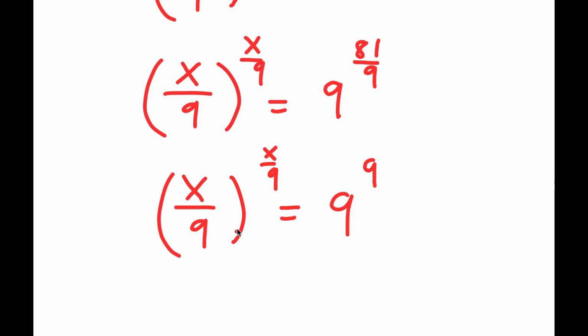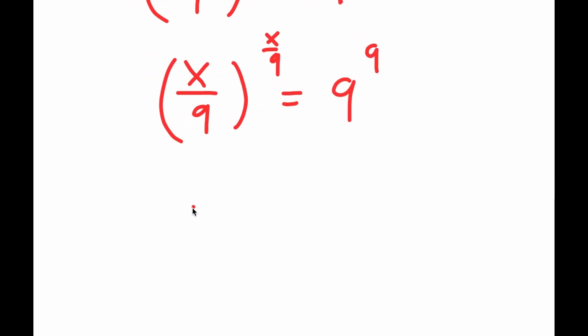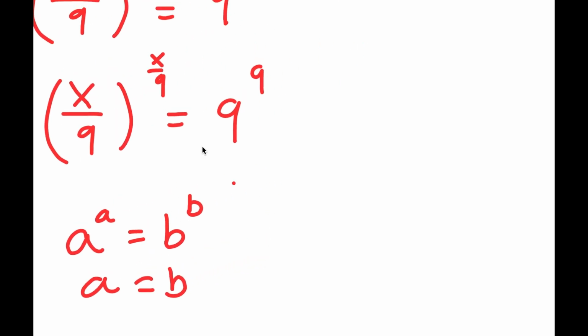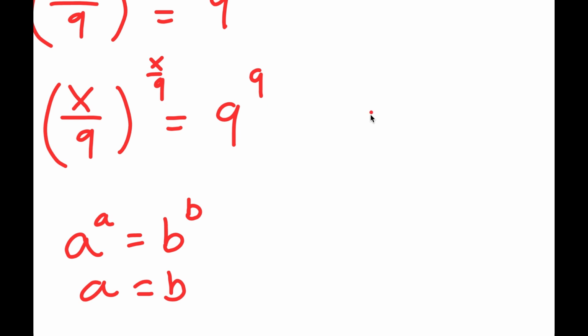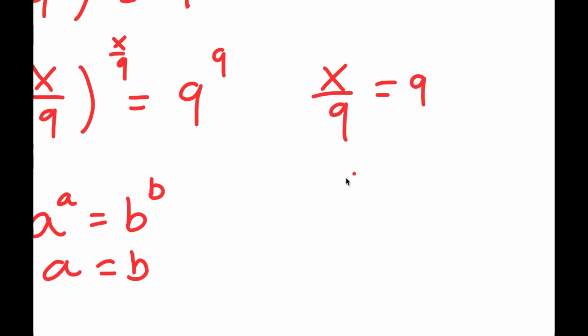So I have (x/9)^(x/9) is equal to 9^9. And now if I have something in the form a^a is equal to b^b, then this means that a is equal to b. So in this case, I have (x/9)^(x/9) equals 9^9. So this means that x/9 is equal to 9, and x is equal to 81.